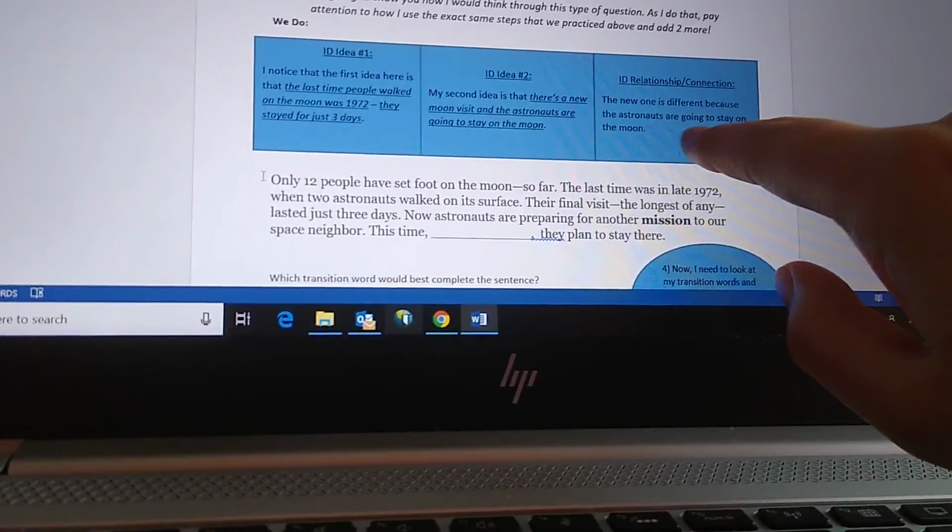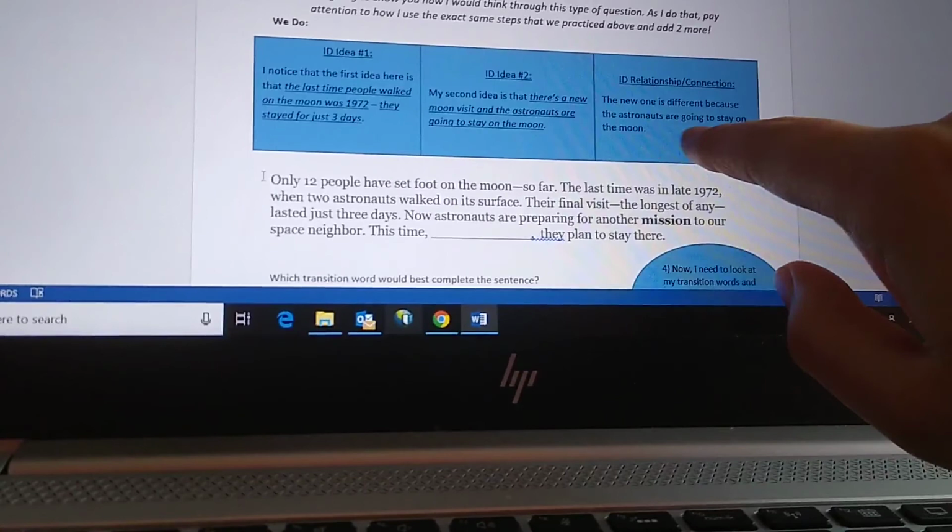So now we're going to go down here. Which transition word would best complete the sentence? So step 4 is now I need to look at my transition words and see what they mean. And then we'll use POE to find our answer. So our first transition word is however. However means there's a change from how something was before. B, therefore, which means the same as or as a result of something. C, also, means in addition and shows me 2 things are the same.